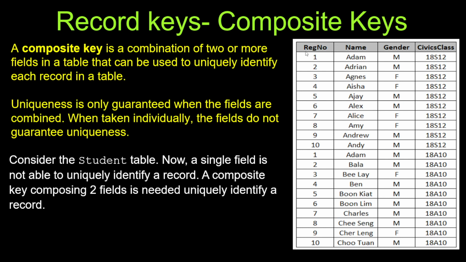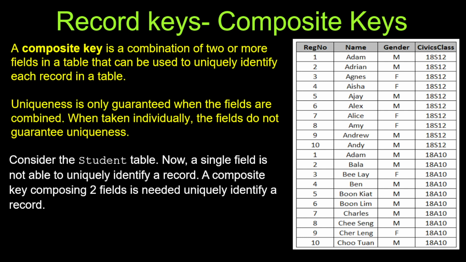But we can see that if we analyze our data carefully, we might think we can form a composite key using the register number and name. But just now I showed you that for number 1, Adam is also in the other class, and he's also male, so it's not so effective anymore.